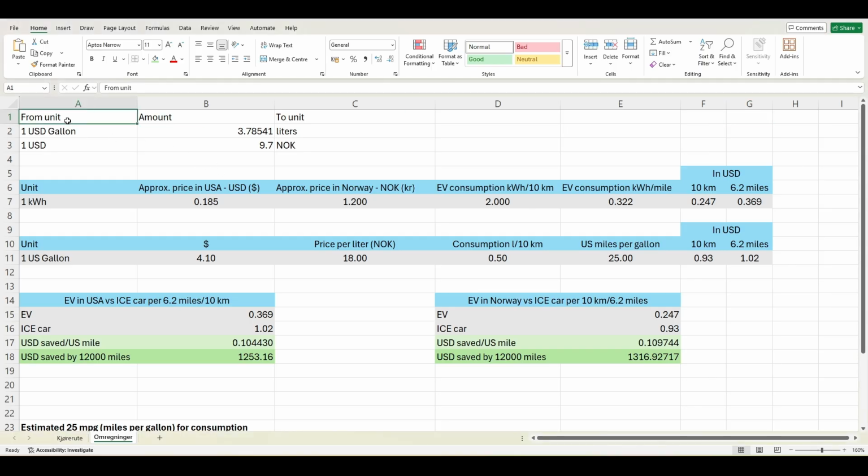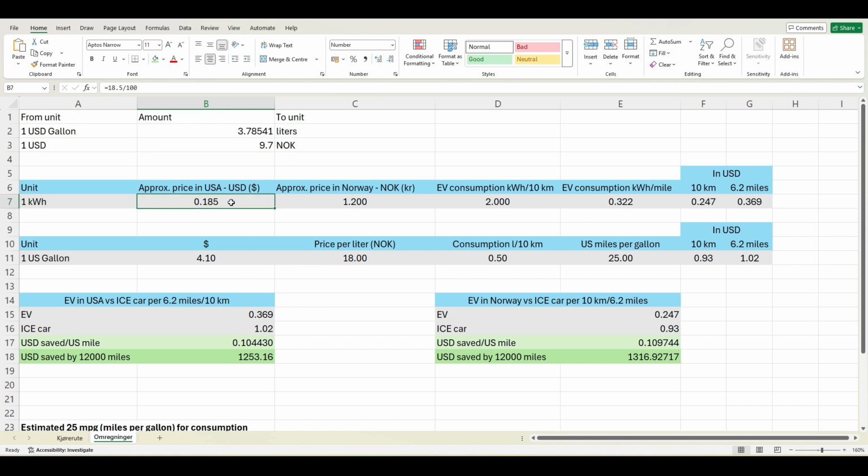So what I have already inputted here is a short list, good to know, like how much 1 US gallon is in liters, because 1 US gallon is not the same as 1 British gallon, or imperial I should say. And then we have 1 USD, how much that is in Norwegian kroner.